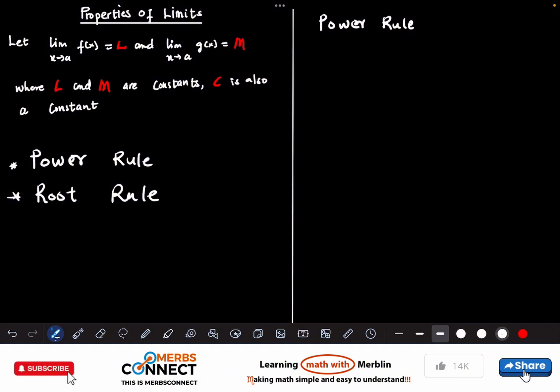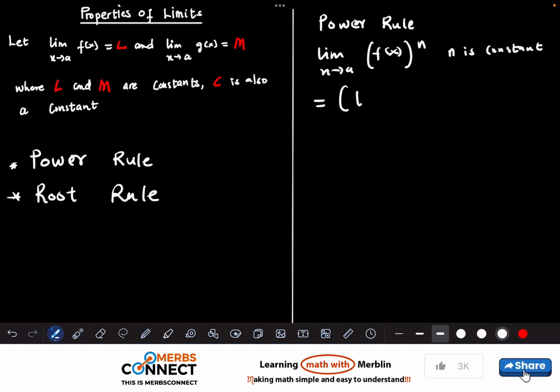Let's assume I have the limit as x is approaching a of f of x, but to the power n. Now don't forget this n here is constant. N is constant. If n is not constant, we cannot use the property. So n is constant. Then we can write this as the limit as x is approaching a of f of x, all to the power n.